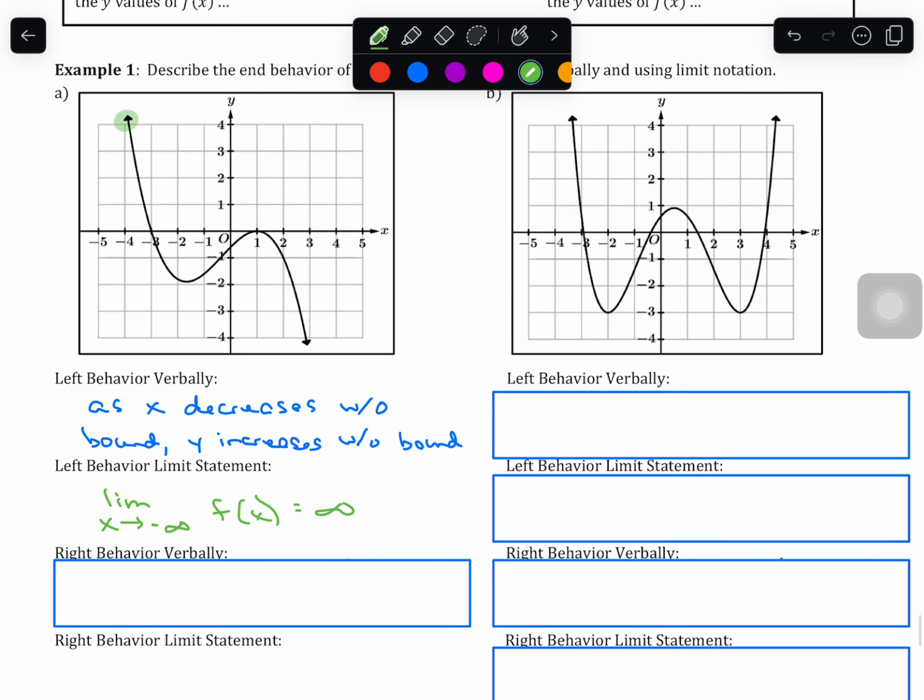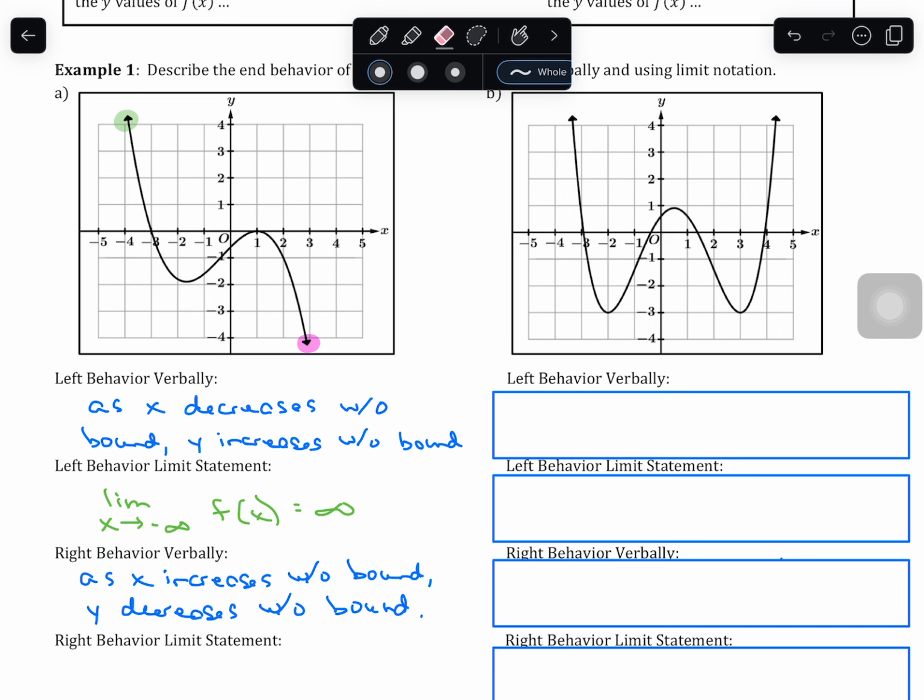Now if we go ahead and take a look at the right end behavior, now I'm looking over here, and I notice as x increases without bound, as it keeps going to the right farther and farther and farther towards infinity, y is going to keep decreasing without bound, or keep decreasing to negative infinity.